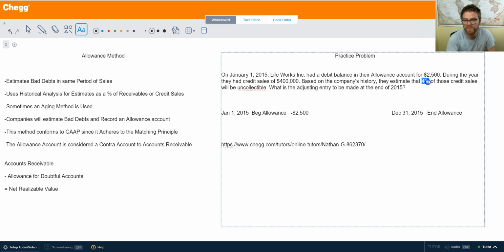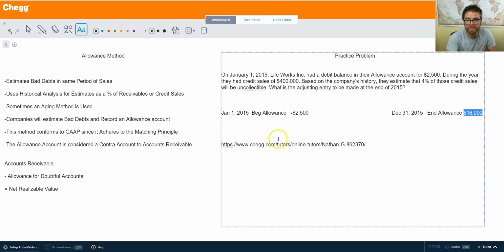For that number, you have to calculate it. They said it's 4% of their sales they expect not to receive. So 4% times 400,000. Let's go ahead and get that. Okay, so they expect about $16,000 they won't collect. All right, so you started with a negative 2,500 balance at the beginning, and you ended with 16,000. The question is, what is the adjusting entry to be made? What must you adjust, essentially, to get from negative 2,500 to 16,000? That's what they're asking.